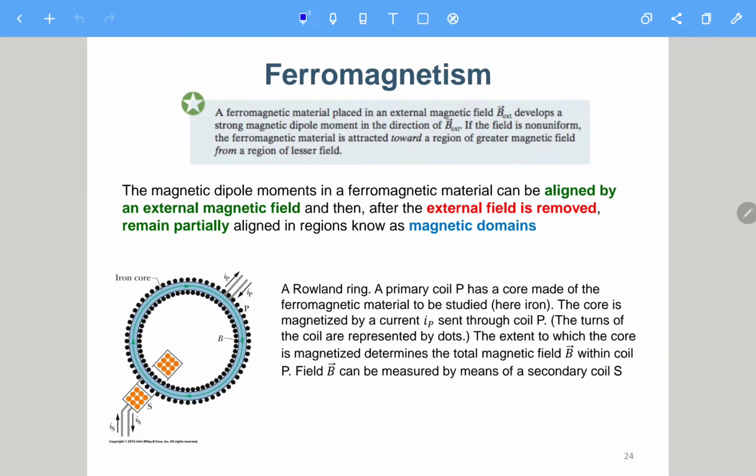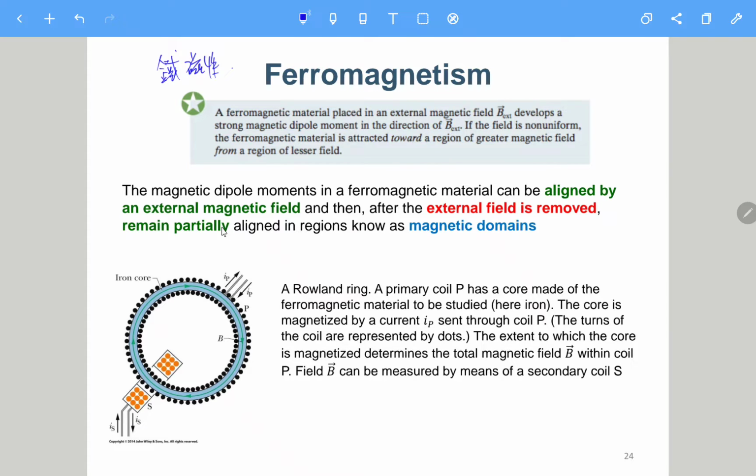So here we talk about the last material, but it is actually the most interesting one. It's called ferromagnetism, in Chinese 铁磁性. It says the ferromagnetic material placed in an external magnetic field, B external, develops a strong magnetic dipole moment in the direction of B external. If the field is non-uniform, the ferromagnetic material is attracted towards the region of greater magnetic field, and so on.